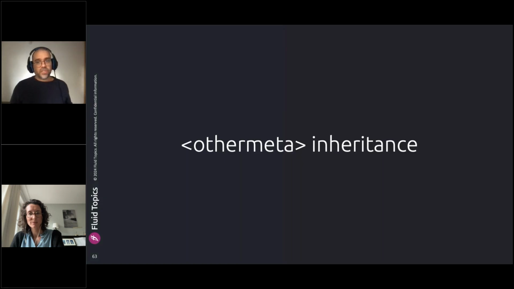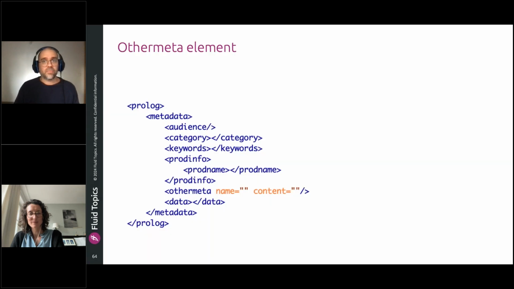So I would like to describe a use case, which was really interesting. It's based on other meta. It's still related to metadata, but also to granularity. And it's a question of inheritance with other meta. Other meta is a very handy element. It's used for different purposes. You can use it for specific and custom metadata, which does not fit with an existing semantic element. It's quick and easy to use.